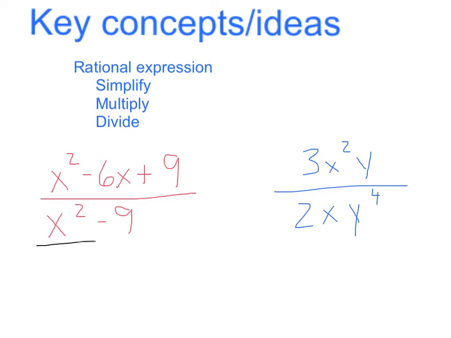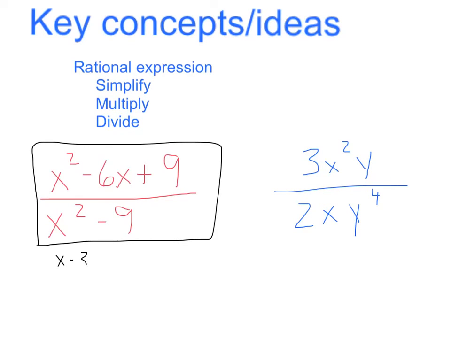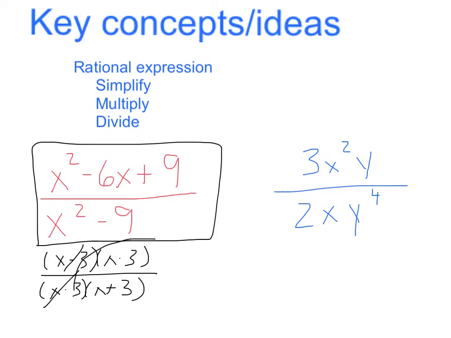So in our first example, if we wanted to simplify it, we'd factor the numerator to be x minus 3 times x minus 3, and the denominator is x minus 3 times x plus 3. And these two terms cancel out, giving us x minus 3 over x plus 3 as a simplified rational expression.